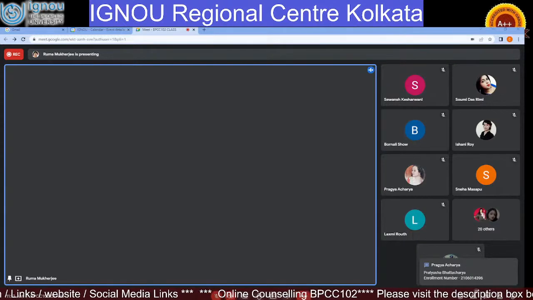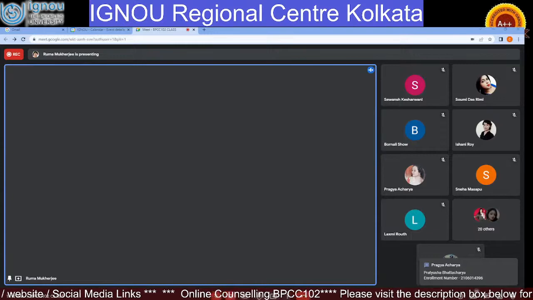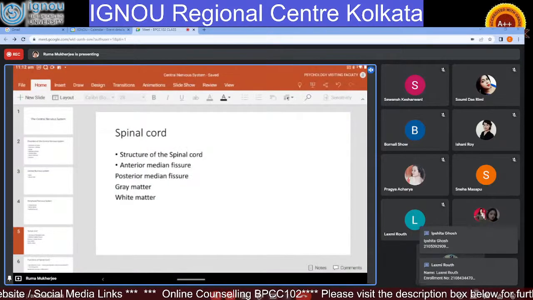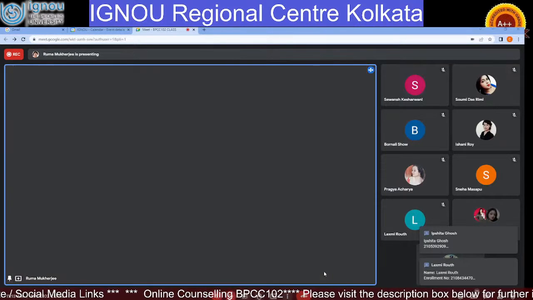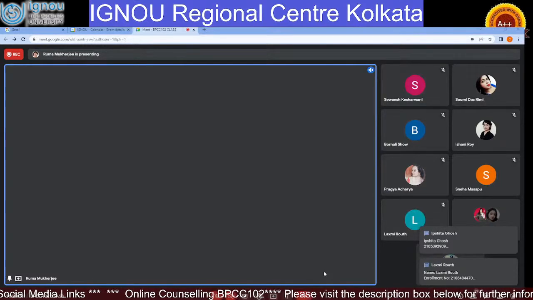Structure, and it is protected by the cranial bones. There are small pieces of bones joined together, and the vertebra that surrounds it.